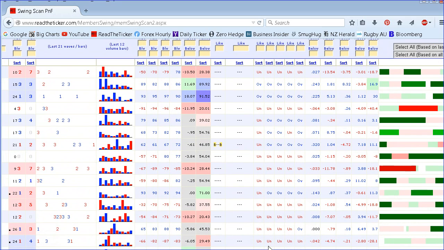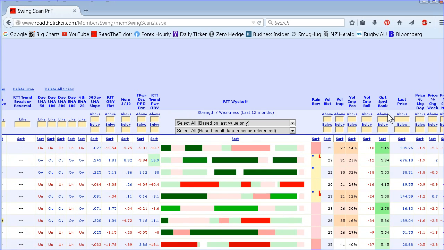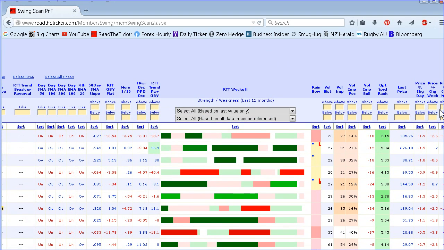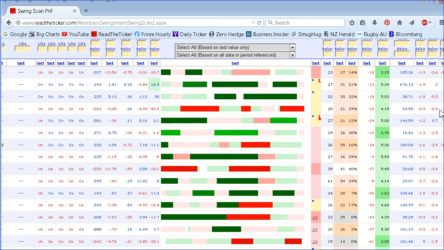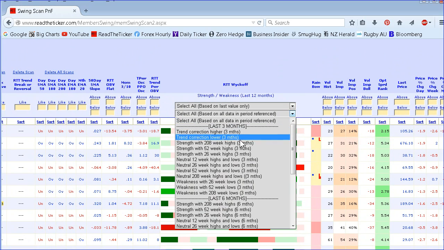I go down to here. You'll see that I've got the green column called option spread rank. The smaller that percentage, the tighter the bid and ask is. So if you're into option trading, you need a good tight spread. What I'm looking for is a period of cause which is pretty tight. So let's go for 3 months.